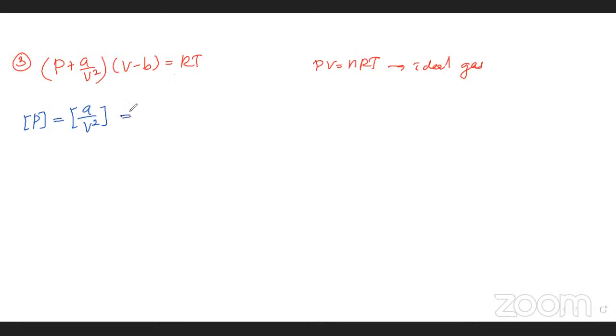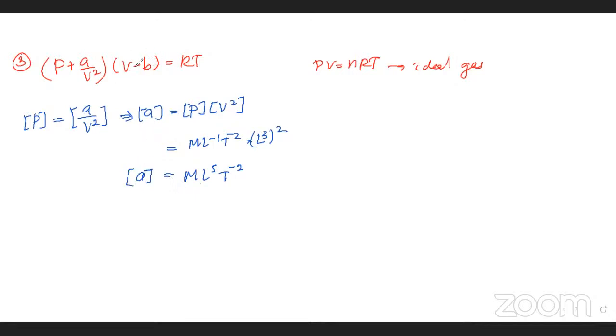Is it clear then? So then you can write the dimension of A, that's equal to the dimensions of pressure multiplied by the dimensions of volume squared. The dimensions of pressure is M L^-1 T^-2, and volume is L cubed, squared. So L^6 times L^-1 reduces to L^5. So this is M L^5 T^-2, the dimensional formula for A.